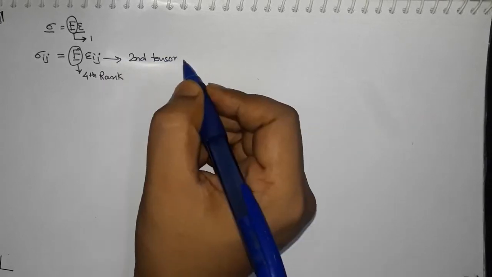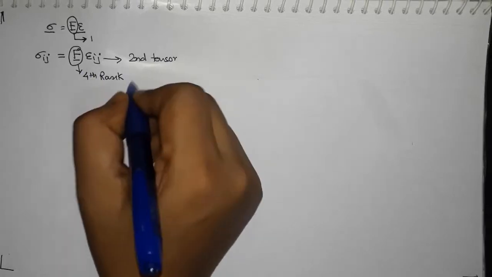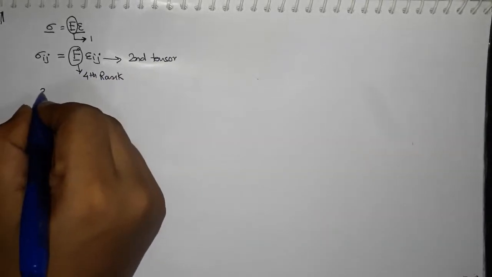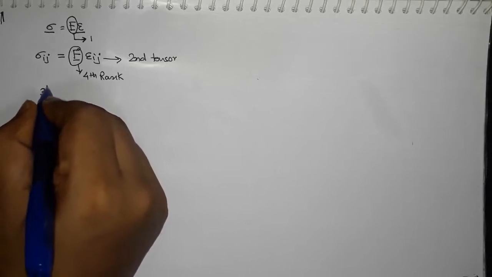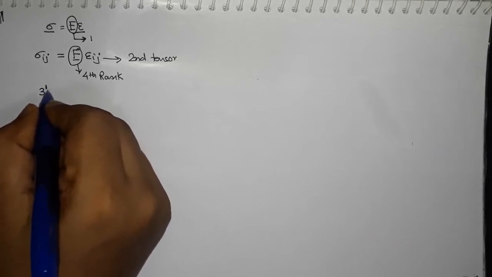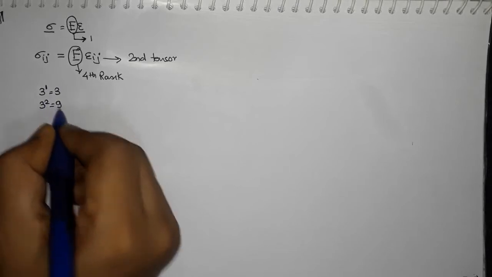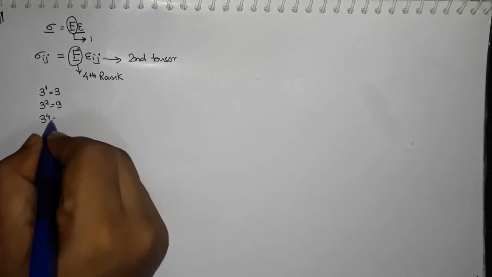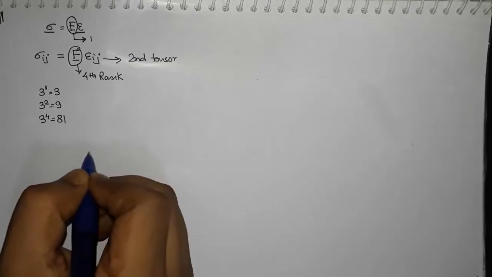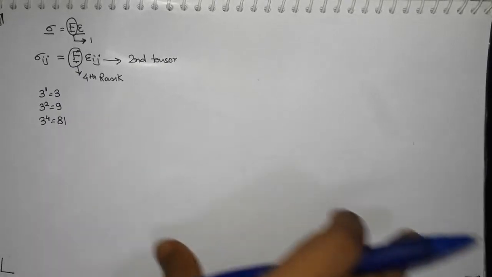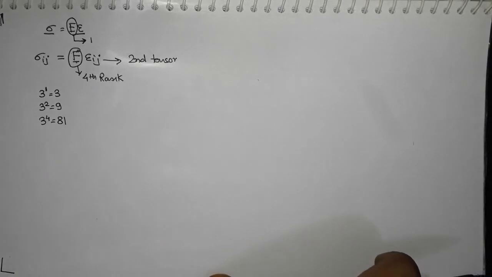Okay, so this fourth rank tensor, because first rank tensor is a vector, so we have 3 to the power 1 components, which is 3. When we go to second rank tensor, we have 9 components. When we go to fourth rank tensor, we have 81 components. So we will have to write a matrix of 81 components in that.